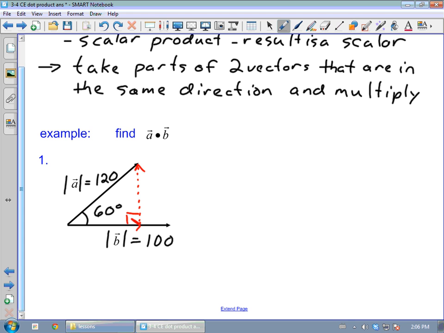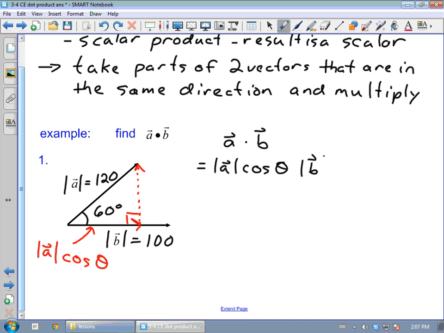So this component down here, the one that we actually want, is going to be the adjacent over the hypotenuse. So this is going to be the magnitude of A times the cosine of the angle between them, where theta is the angle between. And then we want to multiply it by B. So for A dot B, we'll take the part of A that is in the same direction as B. That's going to be the magnitude of A cos theta, and then multiply that by the magnitude of B.